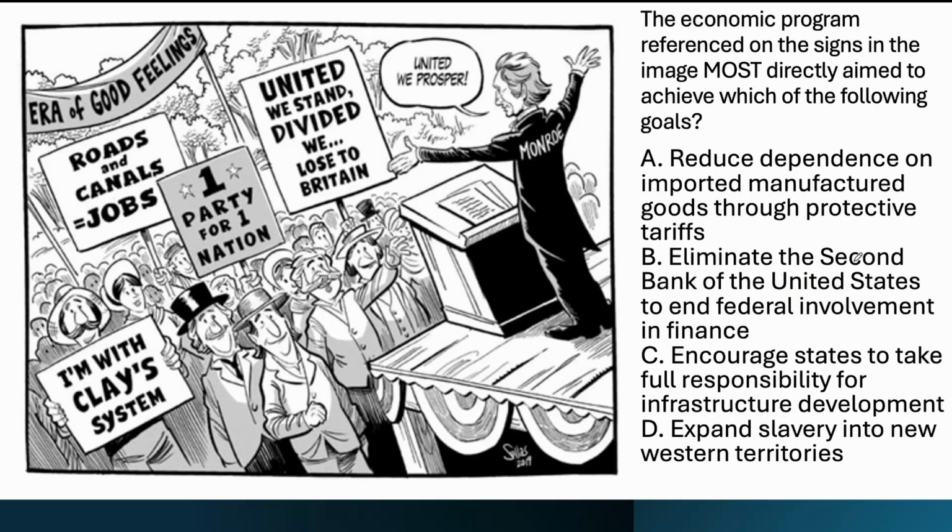Next question. The economic program referenced on the signs in the image most directly aimed to achieve which of the following goals? A. Reduce dependence on the imported manufactured goods through protective tariffs. B. Eliminate the Second Bank of the United States to end federal involvement in finance. C. Encourage states to take full responsibility for infrastructure development. D. Expand slavery into Western territories. We can already cross out D. This is not about slavery.